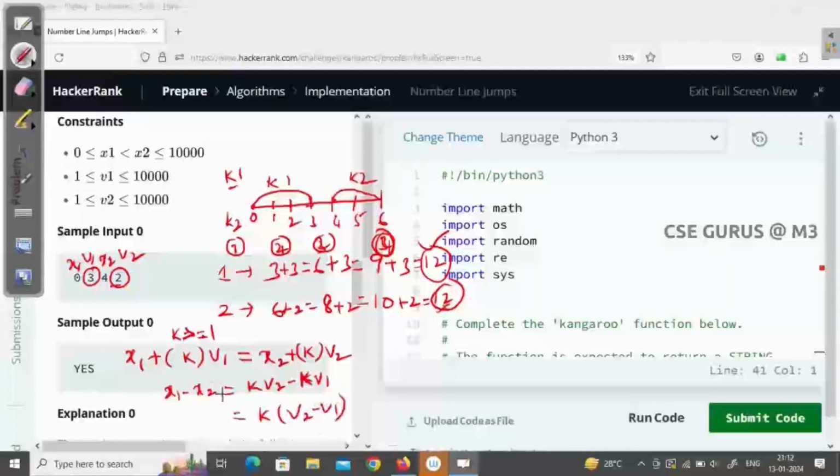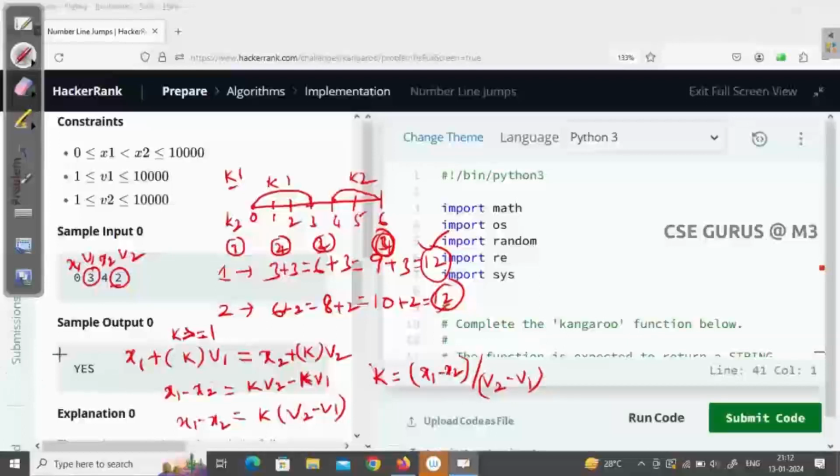Now conclusively, the statement I can write here is x1 minus x2 equals k times v2 minus v1, so k equals x1 minus x2 divided by v2 minus v1. If it is divisible, you are getting some positive value k, which means if I divide the numerator by the denominator, definitely you will get the remainder as 0.